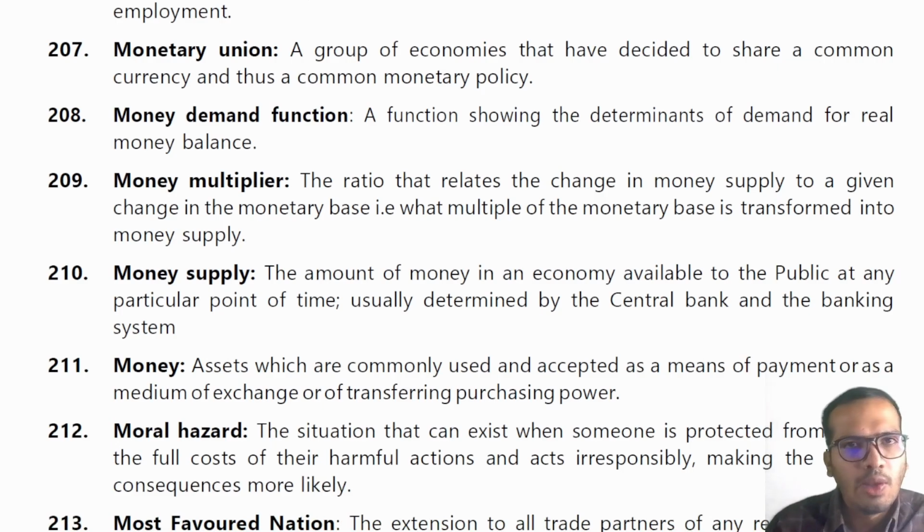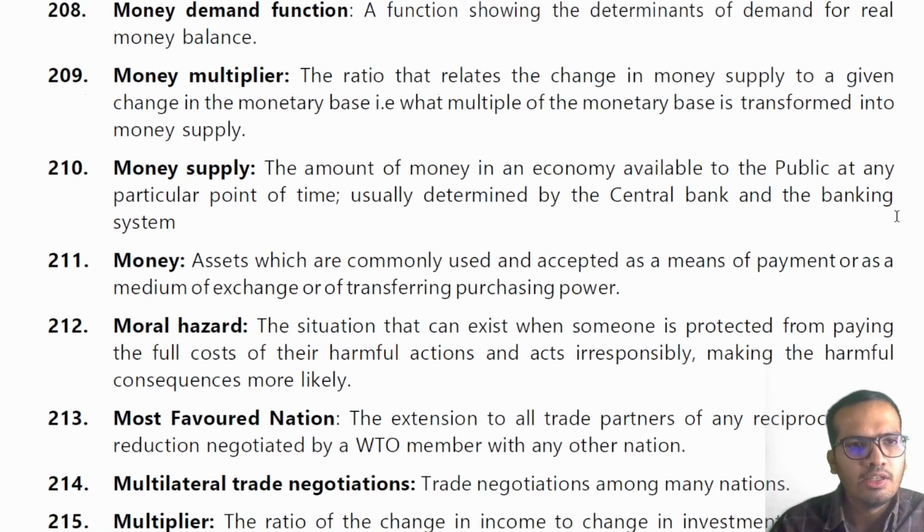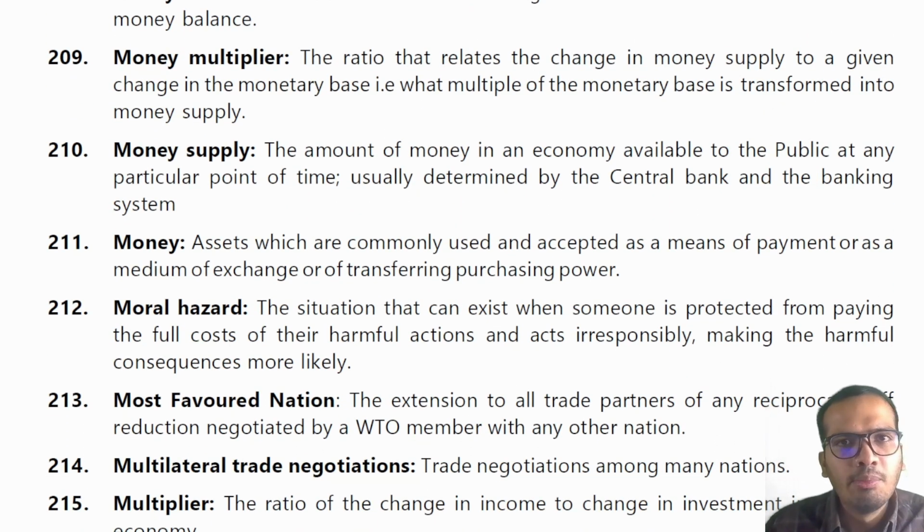Then we have number 207, monetary union. So a group of economies that have decided to share a common currency and thus a common monetary policy. Then we have number 208, money demand function. So a function showing the determinants of demand for real money balances. Then comes number 209, money multiplier. So the ratio that relates the change in money supply to a given change in the monetary base. Example, what multiple of the monetary base is transformed into money supply.